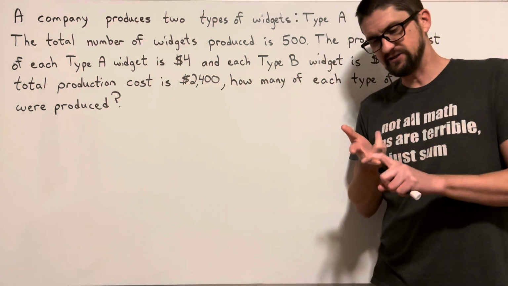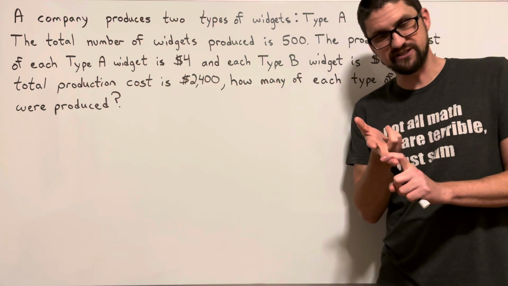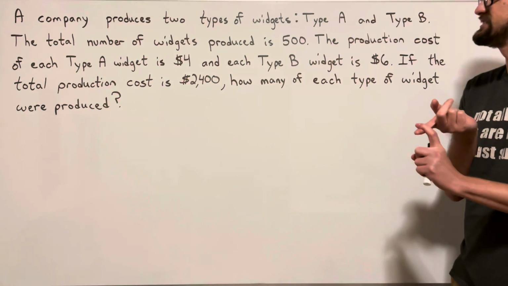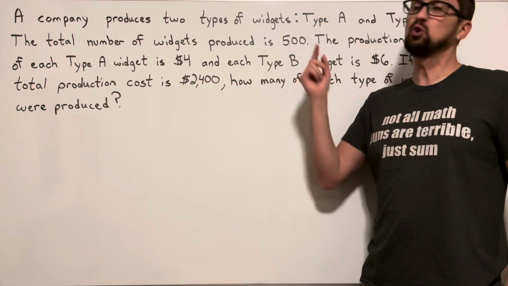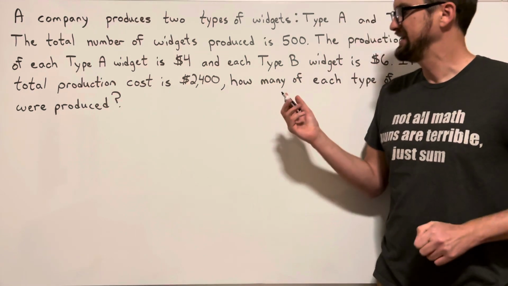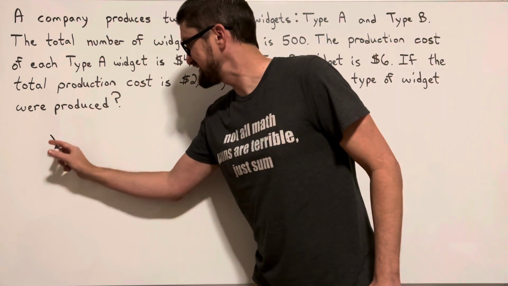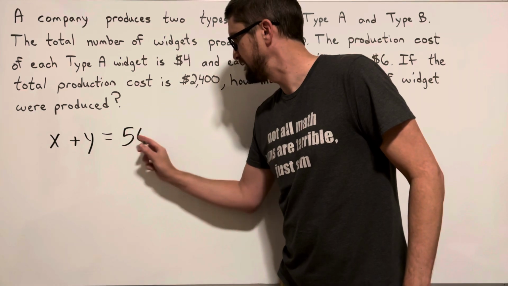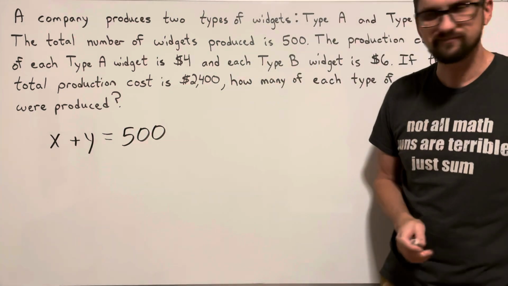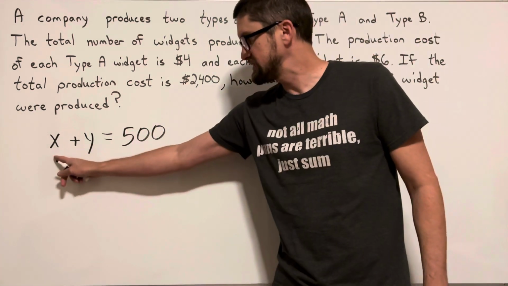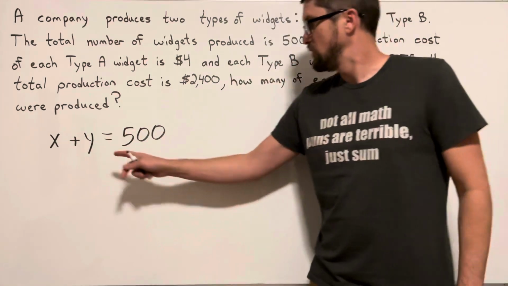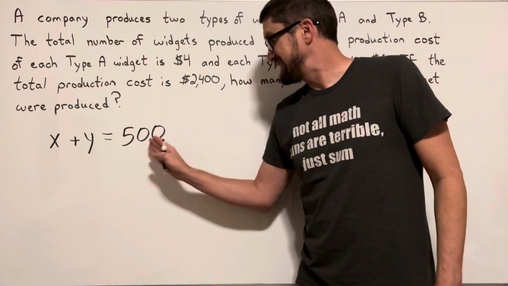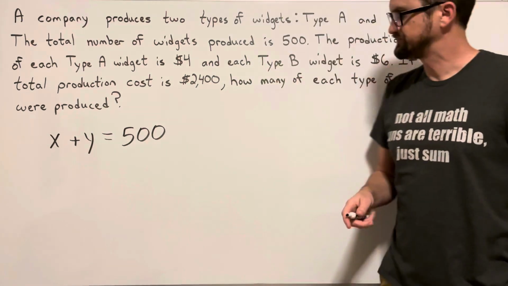So if X is the number of type A widgets and Y is the number of type B widgets, and I'm producing a total of 500, that means X plus Y has to equal 500. I'm producing 500. X is the number of type A widgets. Y is the number of type B widgets. If you add them up, they add up to 500.